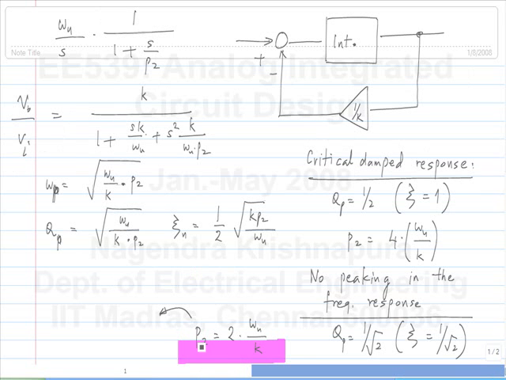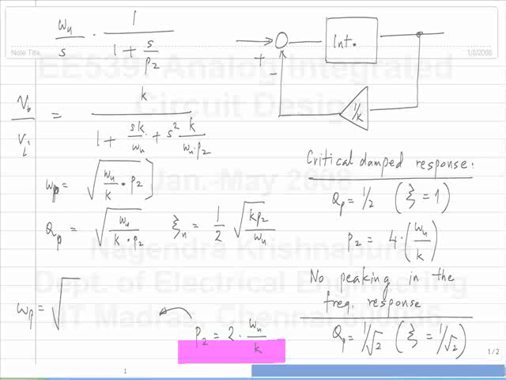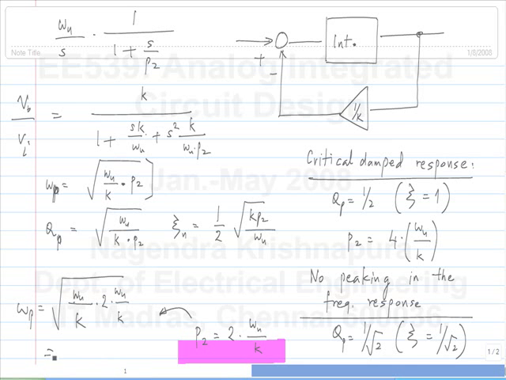So in this case, we know that Q is 1 over square root of 2. So simply this is the bandwidth, right? Omega p is omega u divided by k times p2, which is 2 times omega u by k. So that is square root 2 times omega u divided by k. If you didn't have a second pole, the bandwidth would have been omega u by k. So in this case, you get square root 2 times omega u by k.